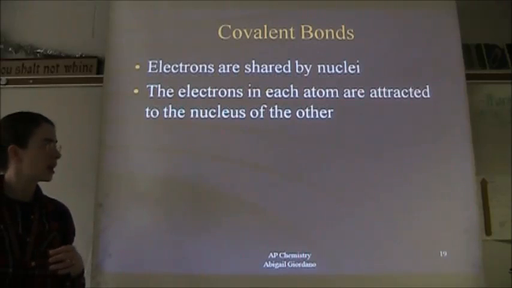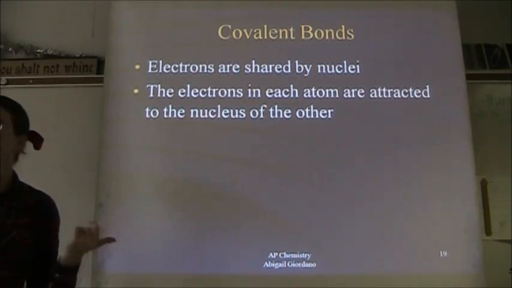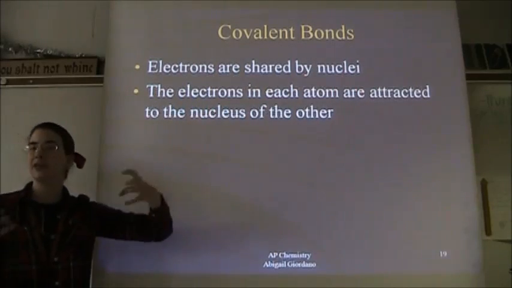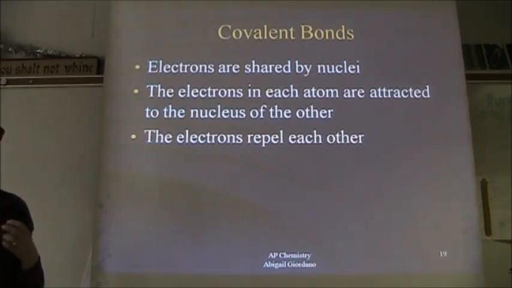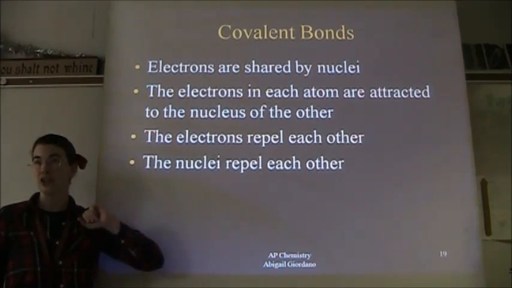Why? Why would those two things be attracted to one another? What in the nucleus specifically are the electrons attracted to? Thank you. The protons. Protons are positive, electrons are negative, opposites attract. There's also forces of repulsion, ladies and gentlemen. Like charges repel each other.